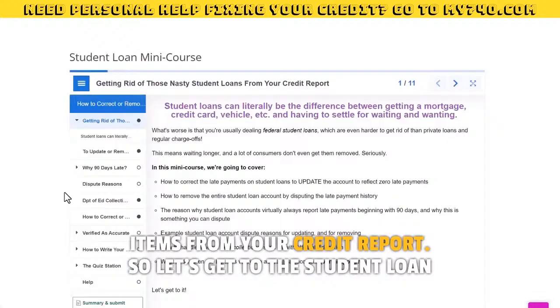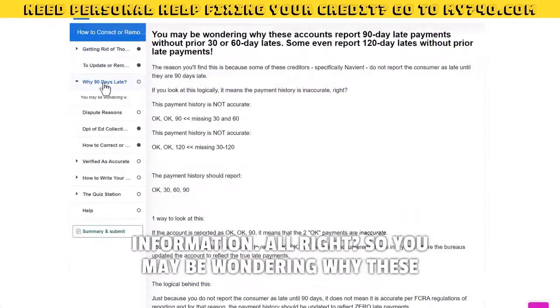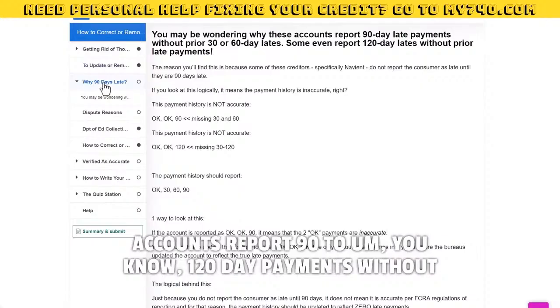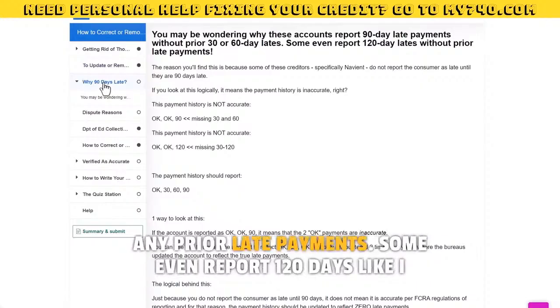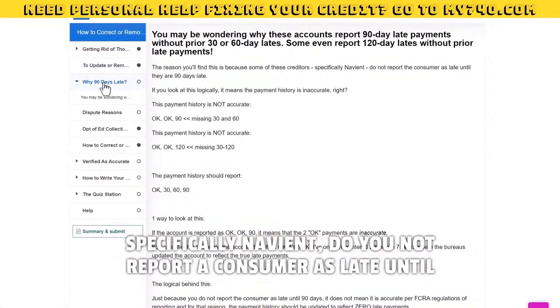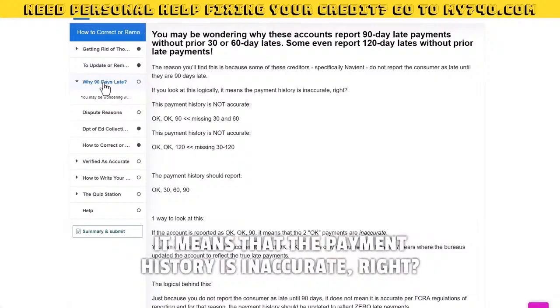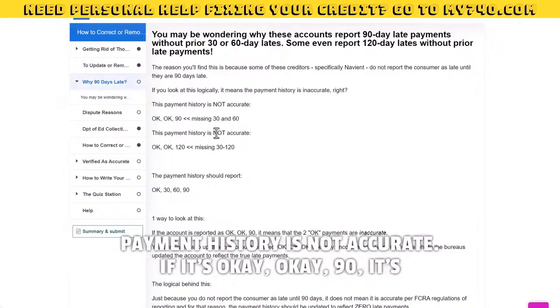Let's get to the student loan mini course. You may be wondering why these accounts report 90 to 120 day late payments without prior late payments. Some creditors do not report a consumer as late until they're 90 days late. The payment history is inaccurate. If it's 90, it's missing 30 or 60.